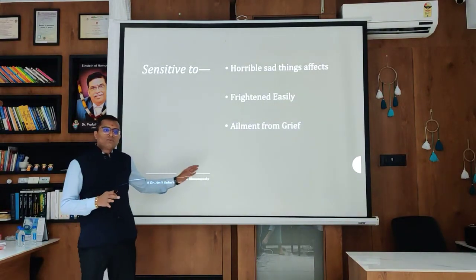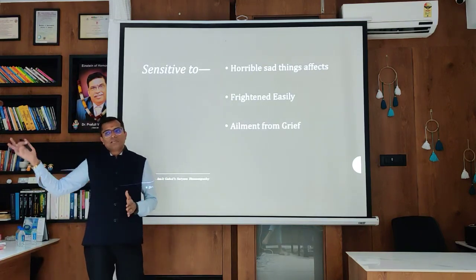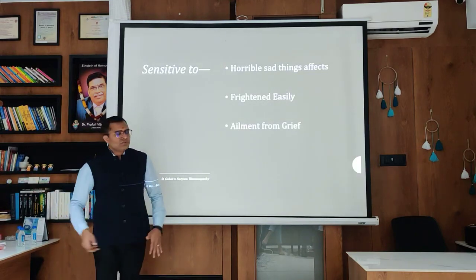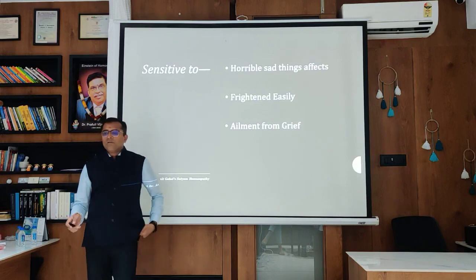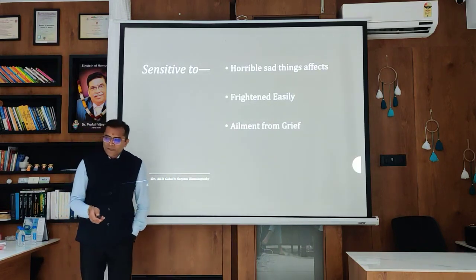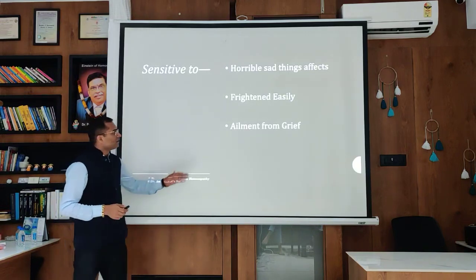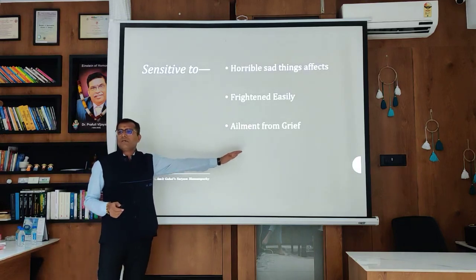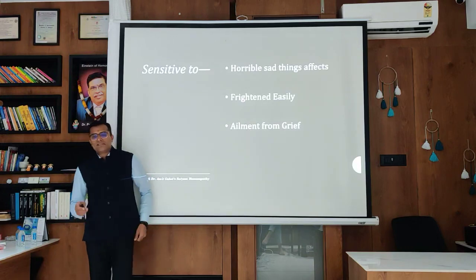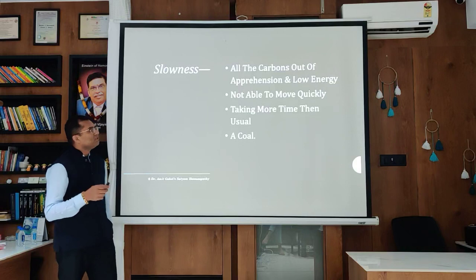I said that the sensitivity of the carbon is very less, but when it goes into psora, it is a vast psora and finally ends up into syphilis. So what are the sensitivities of this? They are sensitive to horrible sad stories, like Calcarea. They are easily frightened, and most of the time the chronic ailment is called grief, which can lead to obesity. So they are sensitive to these three things.